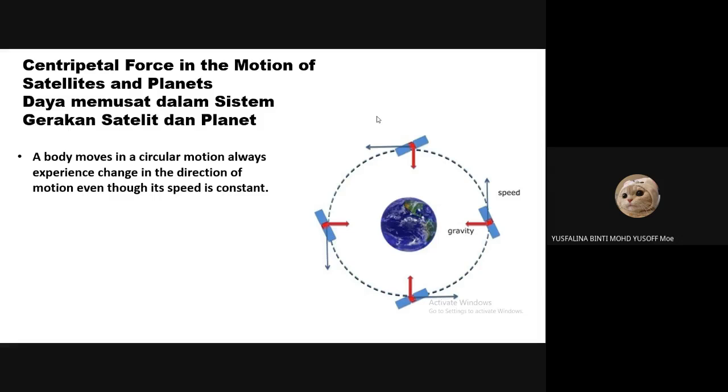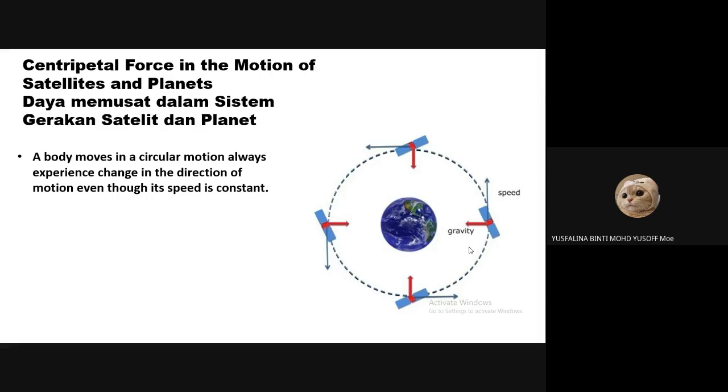A body moving in circular motion always experiences a change in direction of motion even though its speed is constant. So when you rotate, for this one, you see the direction is going upward. But when you follow the path here, you can see the direction changes, right? Before this, the direction is going upward, and this one, the direction has already moved to the left. So the direction is always changing when it rotates, but the speed is the same.